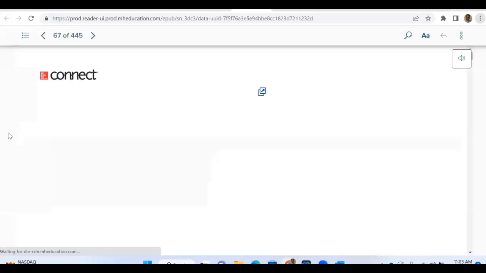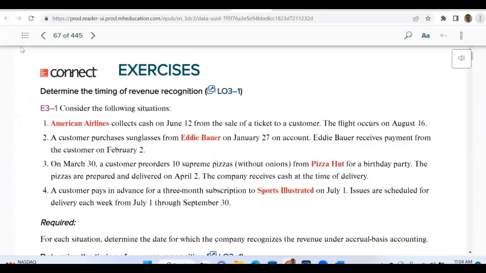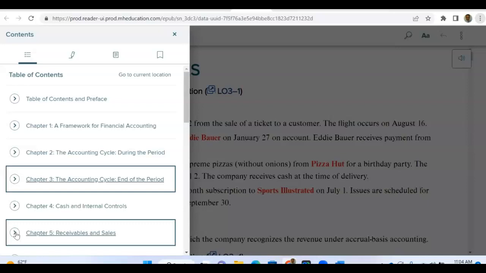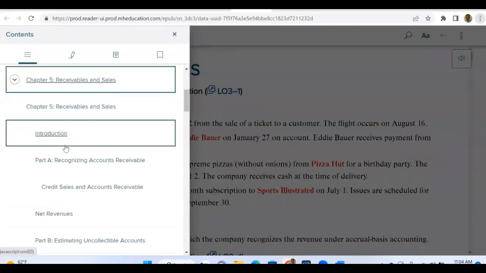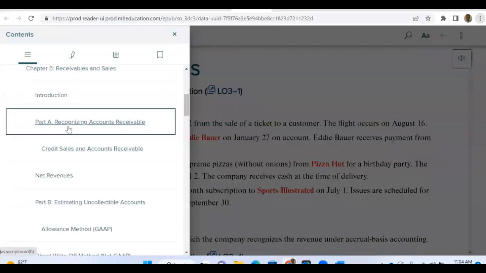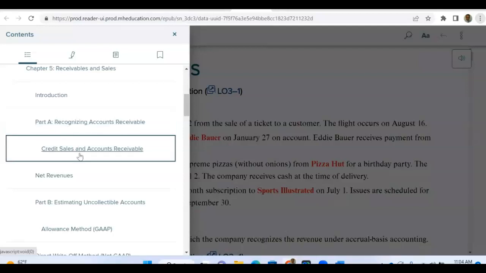And you're going to go over chapter 5. We covered chapter 4 last time. So let's close this and go to chapter 5, which is about receivables and sales. So we are going to see how to recognize accounts receivable.